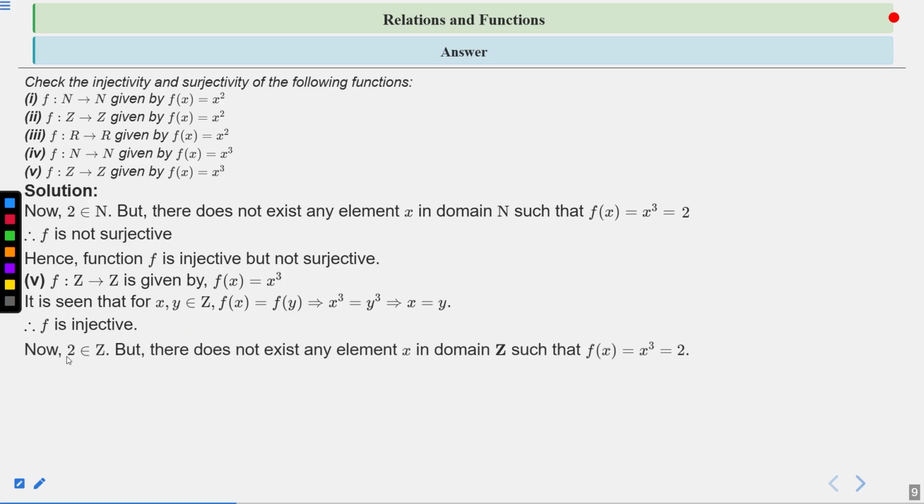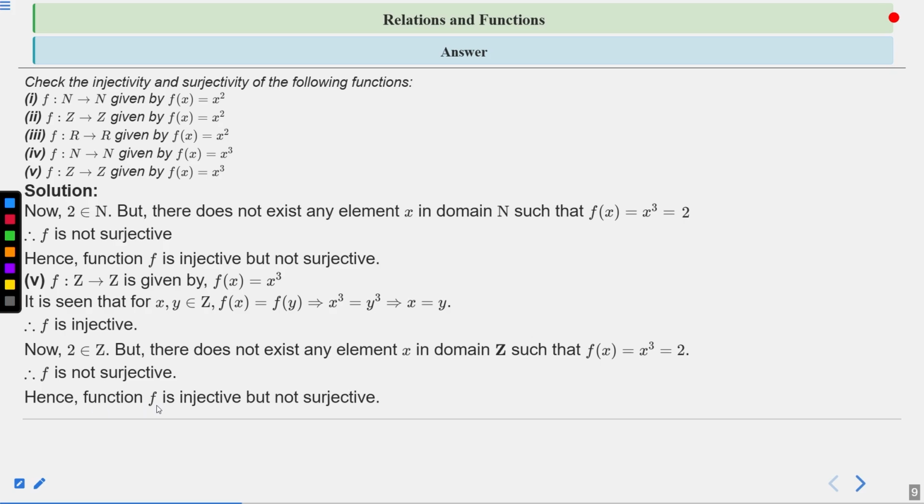Now picking 2 from the codomain set, we observe that there does not exist any element in the domain such that f(x), which is x cube, is equal to 2. Therefore, f is not surjective. Hence, the given function from Z to Z, f(x) is equal to x cube, is injective but not surjective. I hope it is clear.